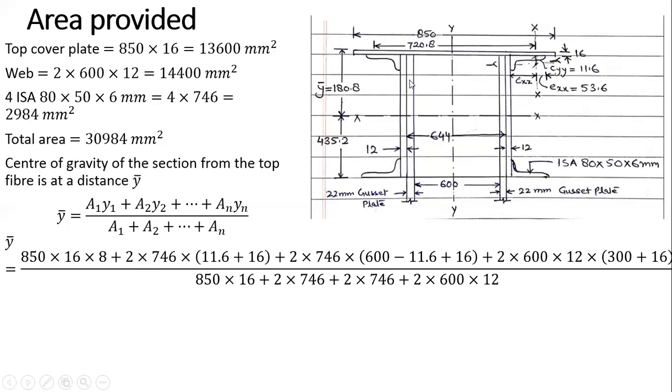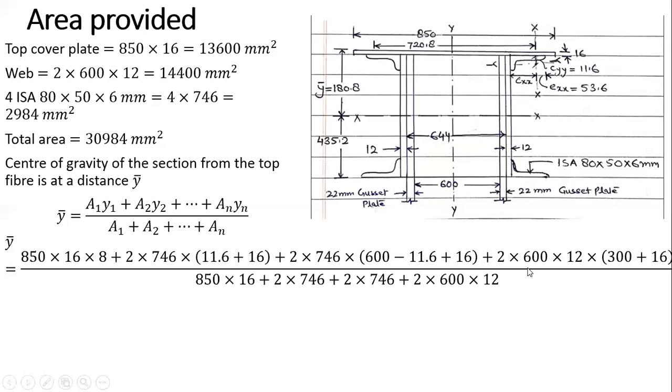This total depth is 600 from here to here. So in this 600 minus, this is again CYY from here. This distance, 11.6. So you will get the distance from here to here. Then I have to add 16 here to get the distance from the top fiber. So this is the plus 16 here.